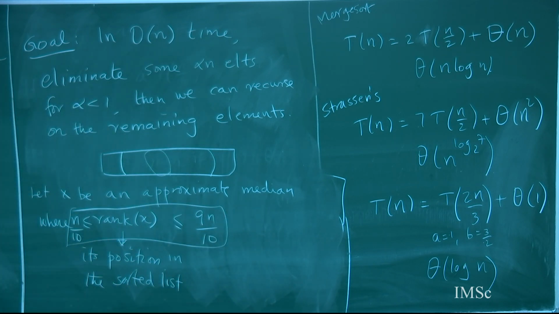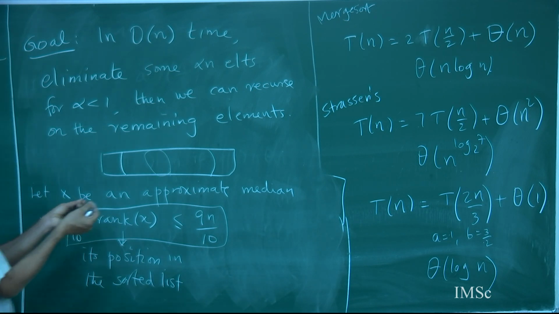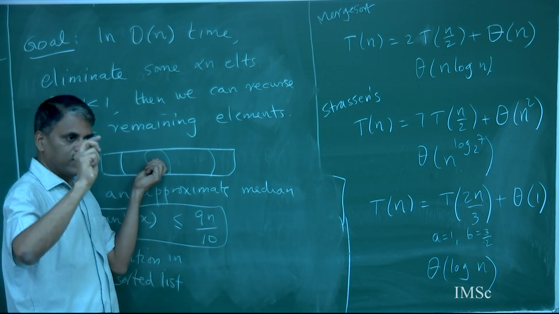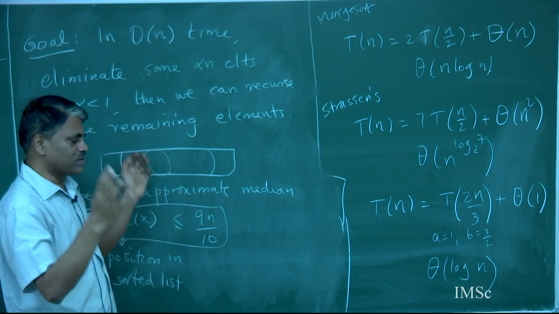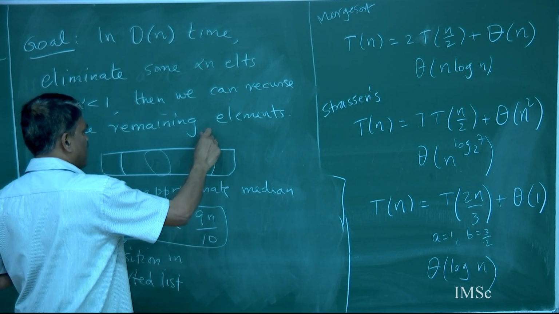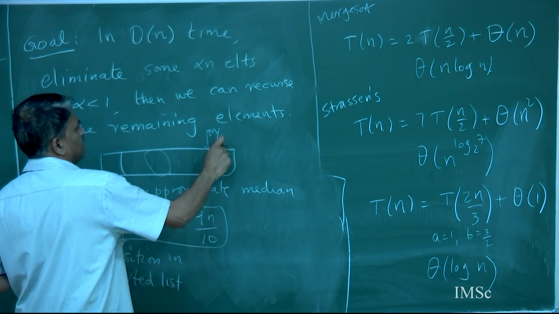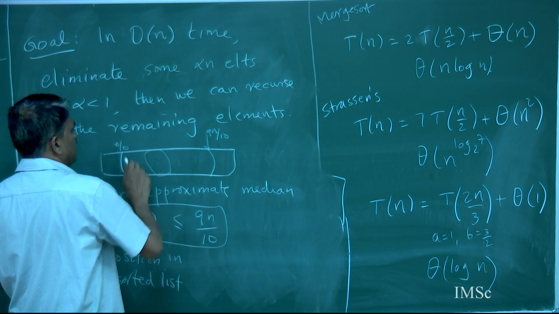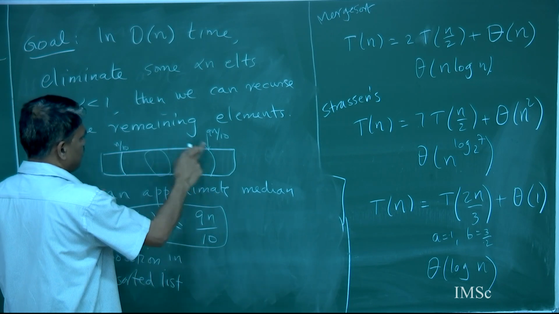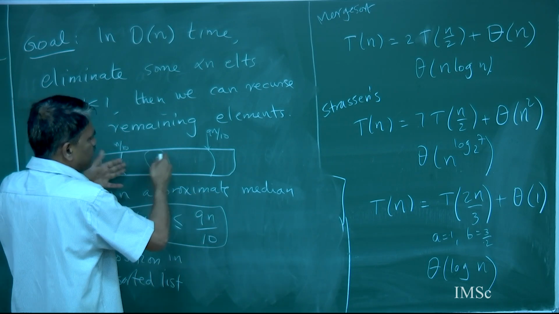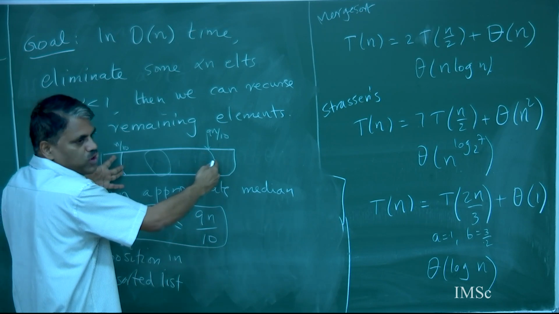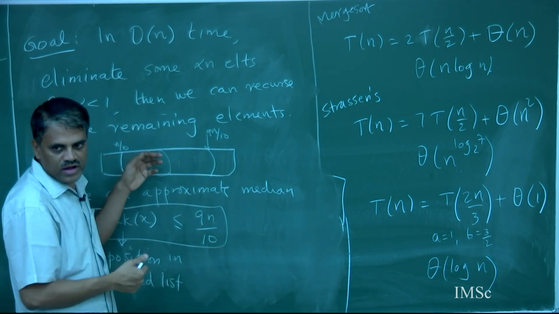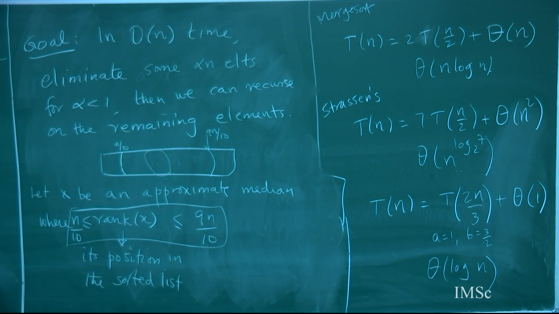Suppose I manage to find such an x in linear time. I really want an element whose rank is exactly n by 2. That's my goal. But let me relax it. So this is a rank 9n by 10, and this is a rank n by 10. If I manage to find an element which is not very far from the median, where very far means its rank is not very far, if I manage to find such an element in linear time, then I claim I'm done.